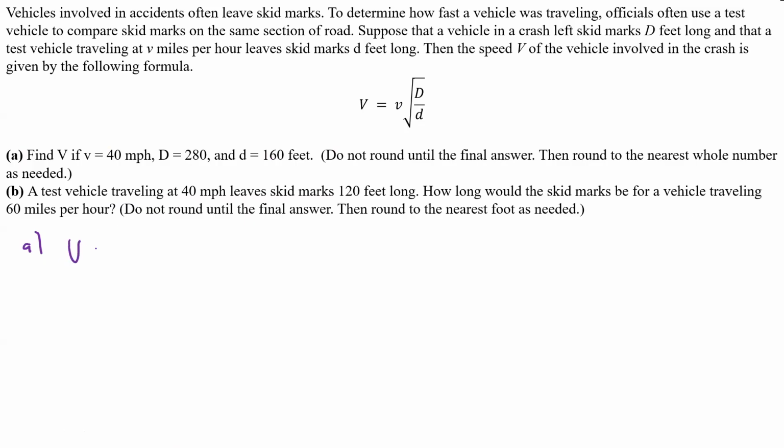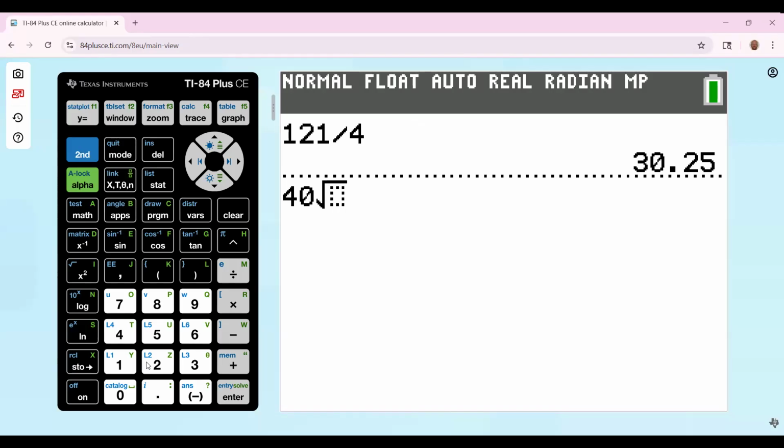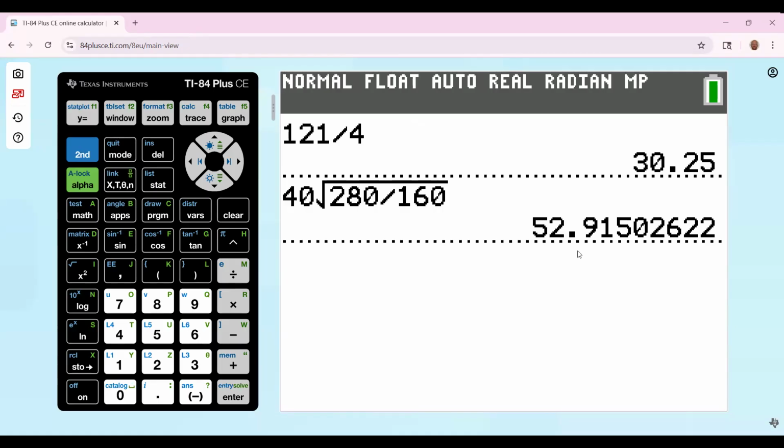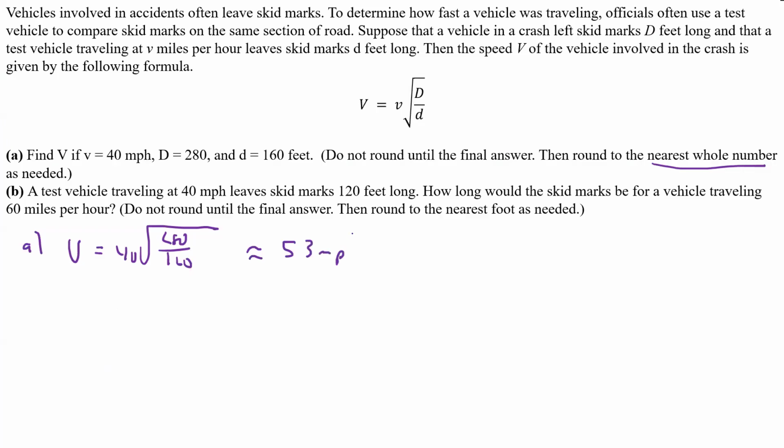So we want to find capital V. That's going to be 40 times the square root of 280 divided by 160, and we're going to say approximately to the nearest whole number. Well, let's plug that into our calculator. We have 40 times the square root of 280 divided by 160, and that gives us 52.9, and so that would be roughly about 53 miles per hour.